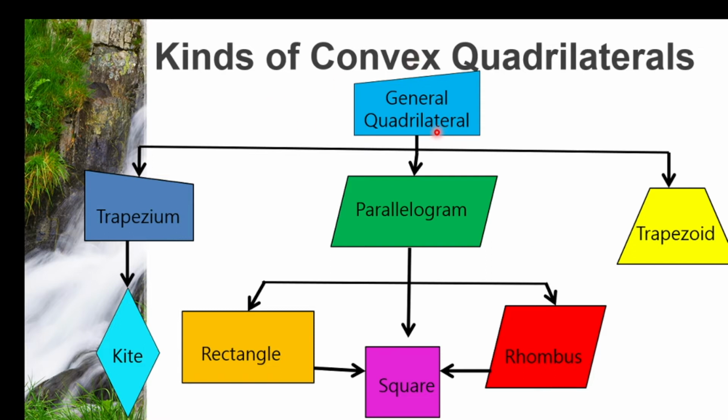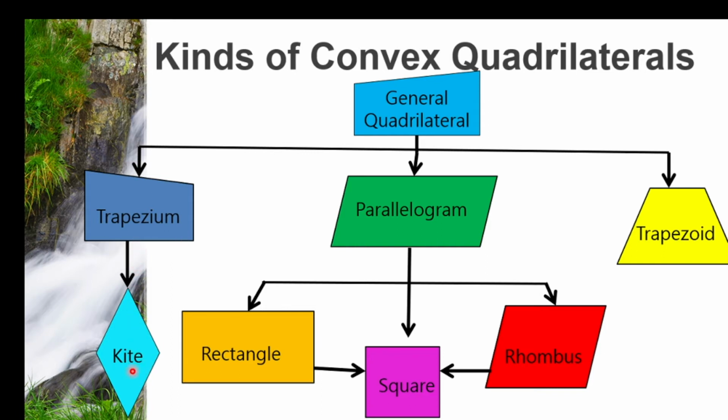So under general quadrilateral or convex quadrilateral, we have trapezium, kite, parallelogram, rectangle, square, rhombus, and trapezoids. So these are the 7 kinds of convex quadrilaterals. These quadrilaterals are named and identified according to the parallel sides that they have. When we say parallel sides, these are the sides which do not intersect. For trapezium, we have 0 pair of parallel sides.